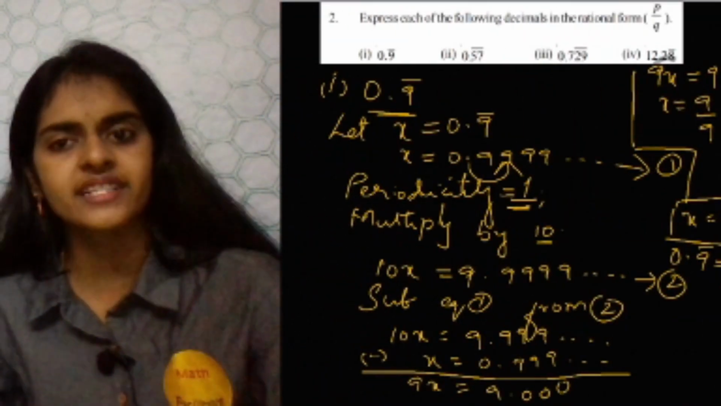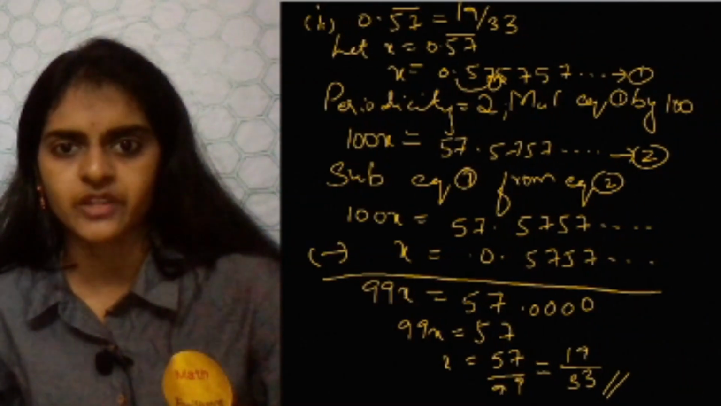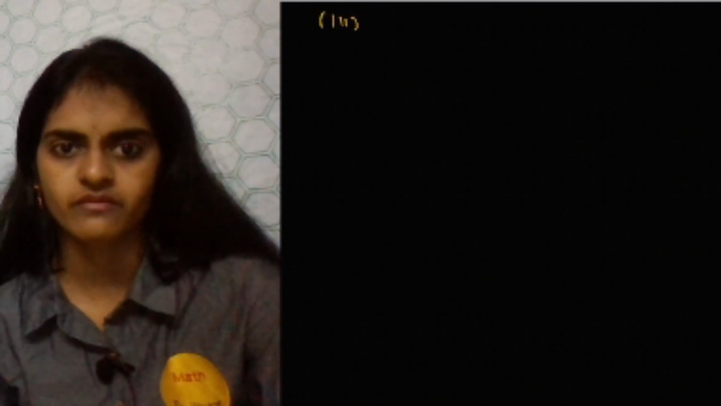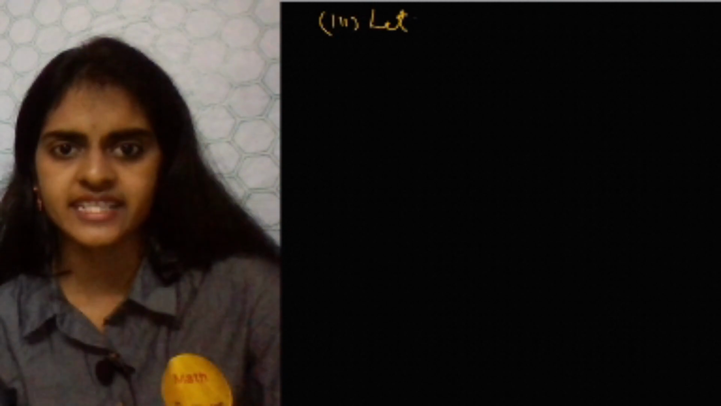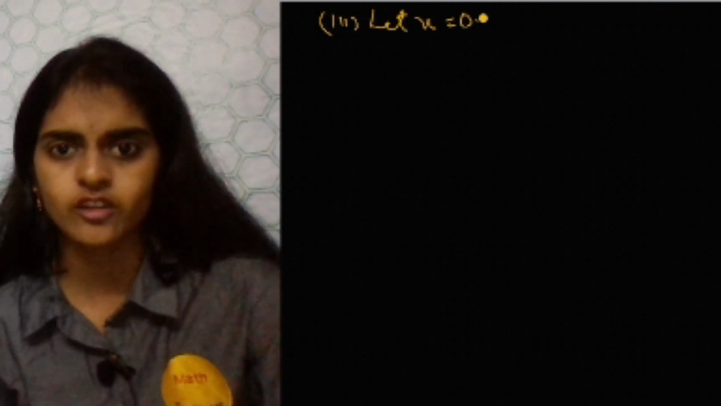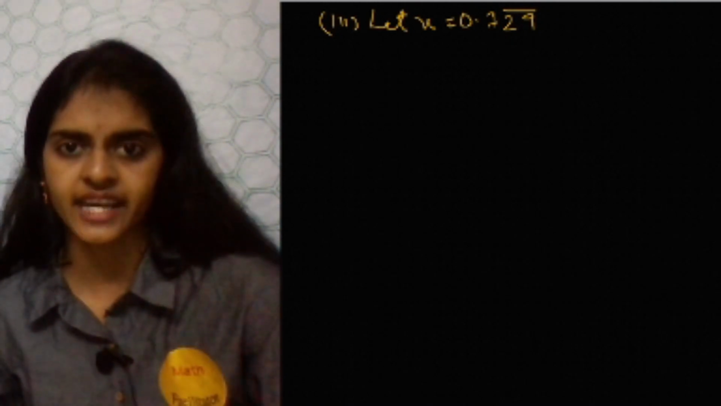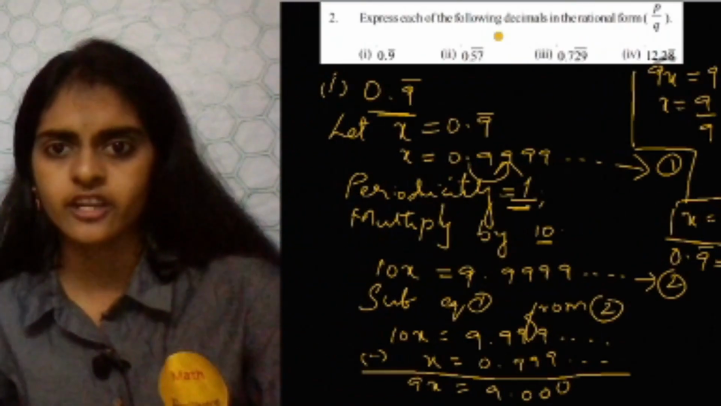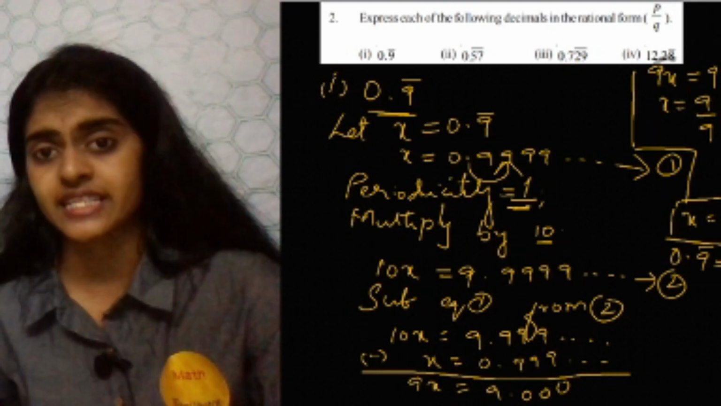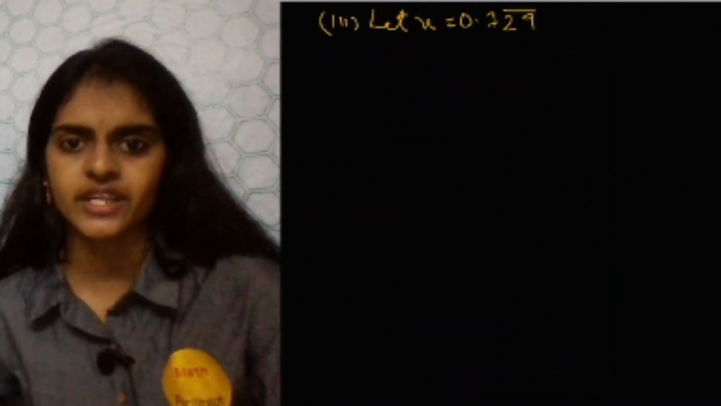So let us move on to the third bit. You have 0.729 bar. Let us take that as x. So let x be 0.729 bar. The bar is only on 2 and 9, see, it is not on 7. Clear? So let us do it now.